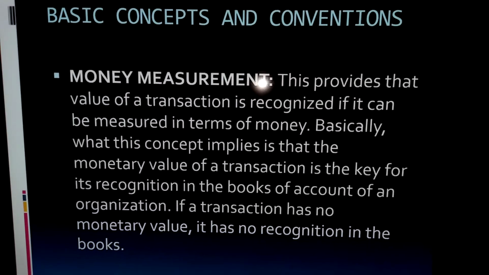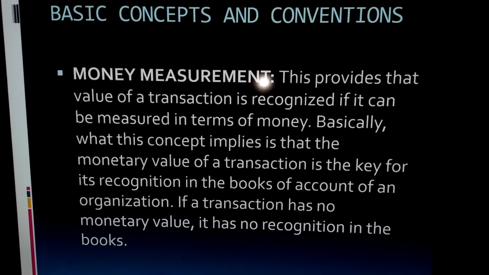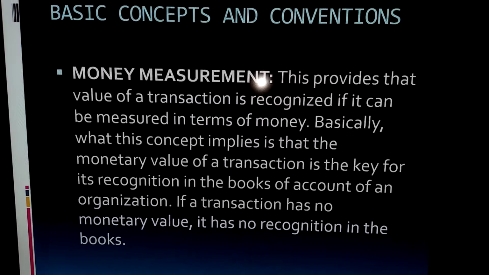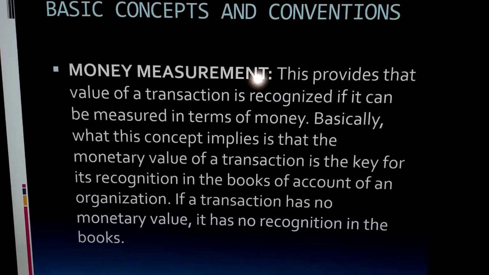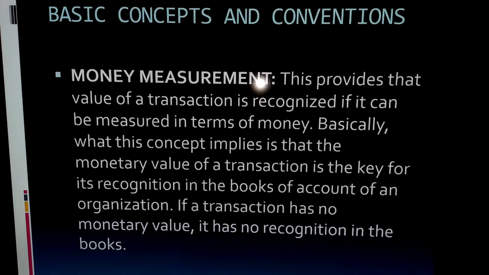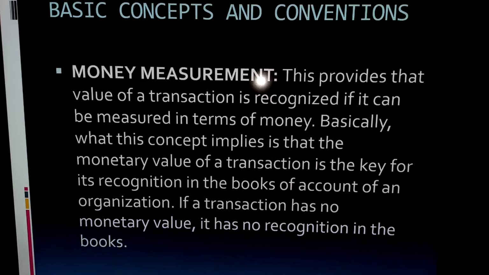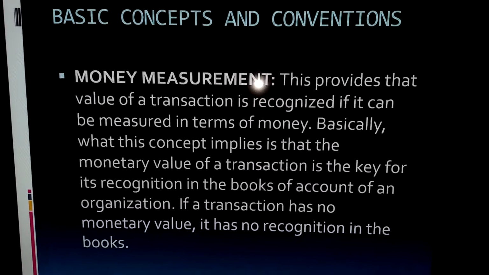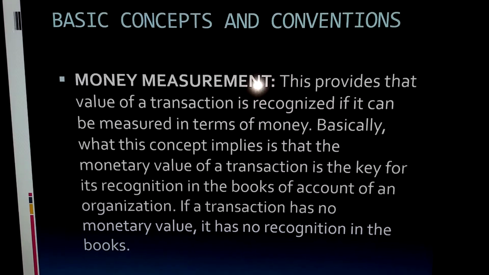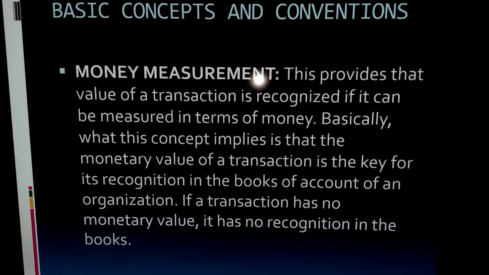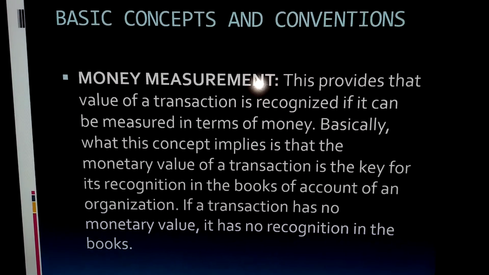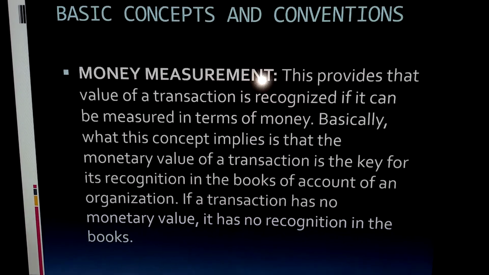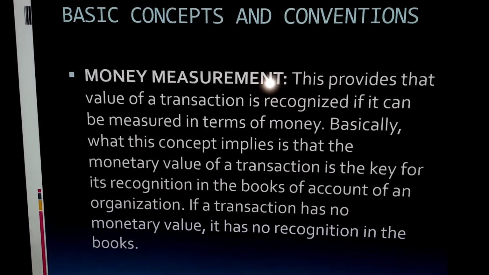From the word money, you can say money is a medium of exchange, right? So basically, if you cannot measure a transaction in terms of money, then it has no value in recording. If there's a transaction and there's no money value, you cannot say it is worth 10 million, or it is worth 1 million. It can be assumed that that transaction has no value because there's no way you can measure that transaction with money. So what money measurement is saying is that for you to recognize a transaction, you must be able to measure it in terms of money.